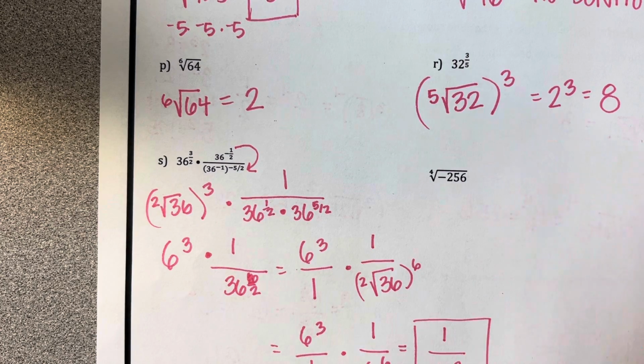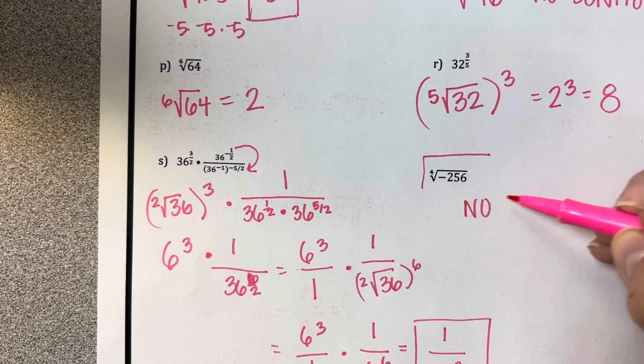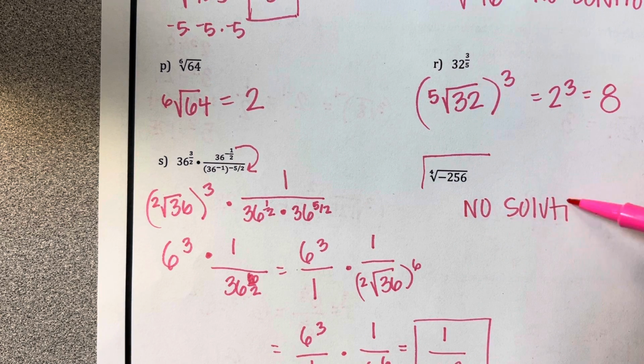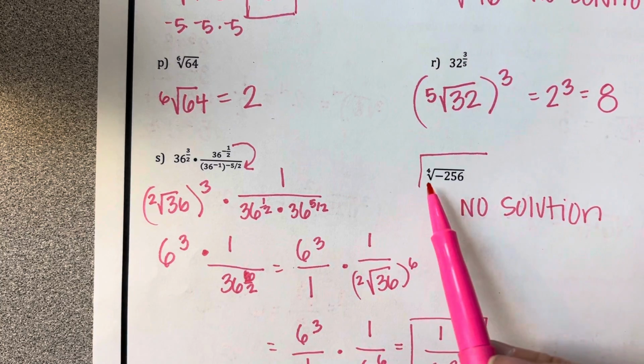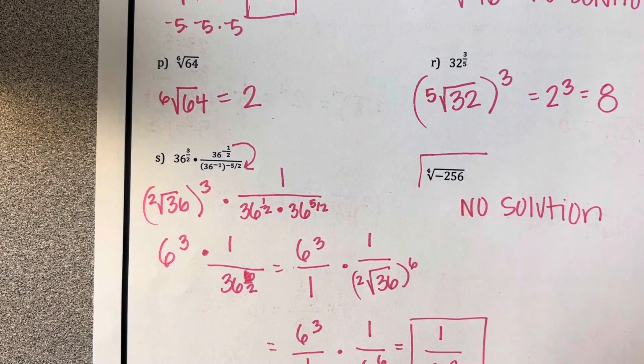Okay, and then the last one right here, the fourth root of negative 256. It is no solution. It is no solution because you can't have an even numbered root of a negative number.